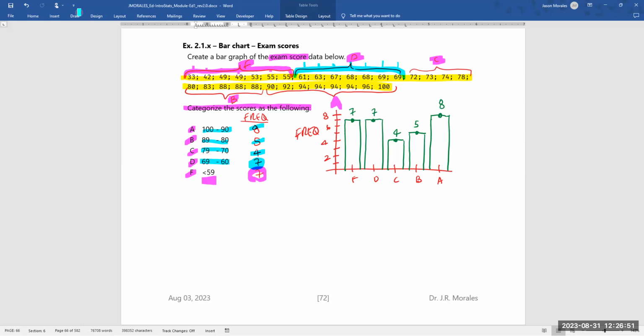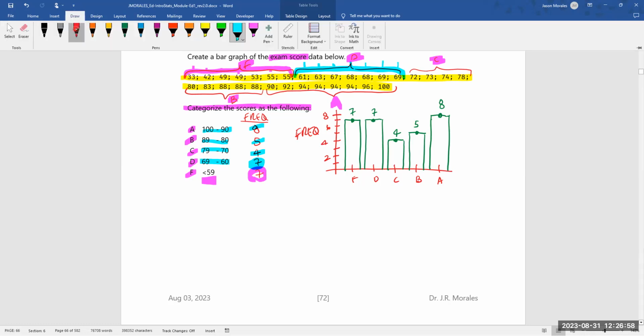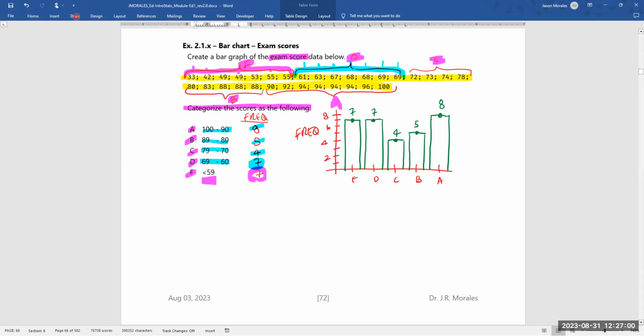And then we can create a bar chart. What I should have done is labeled this. So this would be letter grade of exam scores versus frequency. And so here we've got a letter grade of F, D, C, B, and A.